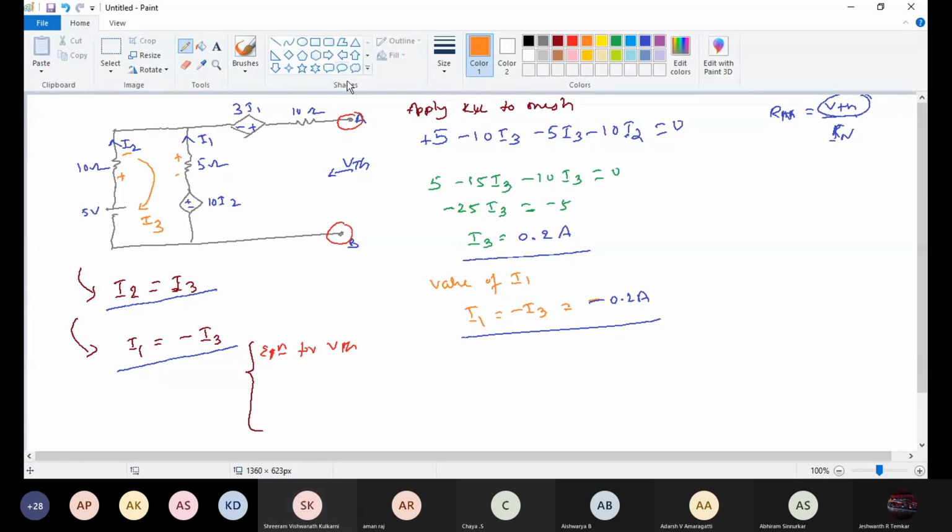5U, see here. VTH is nothing but the open circuit voltage across A and B. 5U minus 2 plus 5U, then plus minus 10, minus 10, then minus 2 plus 3 I1, then here plus to minus VTH equals to 0. I am considering this B to A path.